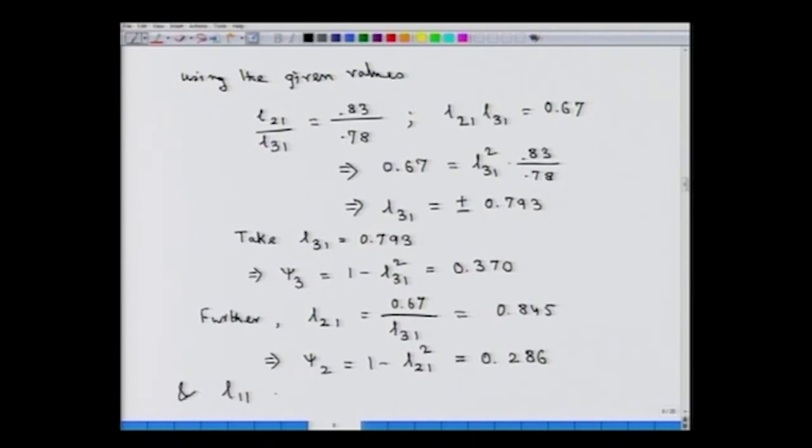And we can also solve for L11, because now we have the L21 value also known to us, and the L31 value is also known to us. So, this turns out to be 0.83 divided by L21, where L21 is 0.845. So, this value turns out to be 0.982, which in turn is going to give us this psi 1 factor, which is 1 minus L11 square, and thus this is going to be equal to 0.036, right. So, this is the entire solution.